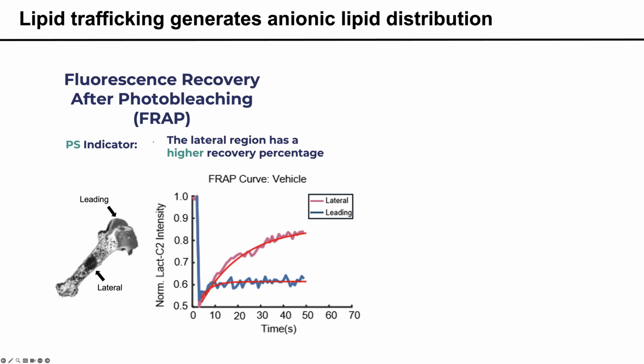Because if you bleach the fluorophore in that region, the new fluorescence signal you see there is coming presumably from lipids that are either diffusing into that region or being delivered via vesicle trafficking. If you look at the FRAP recovery curve for the leading versus the lateral region, we see a dramatic difference. The lateral region recovers fairly quickly and completely. Some of this is coming from diffusion, but in the leading region of the cell, the recovery is incomplete.